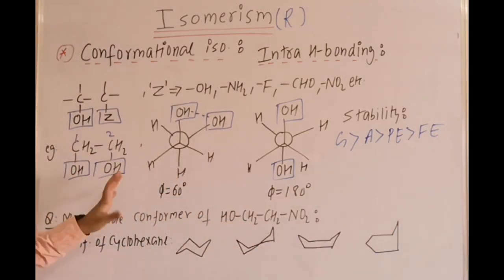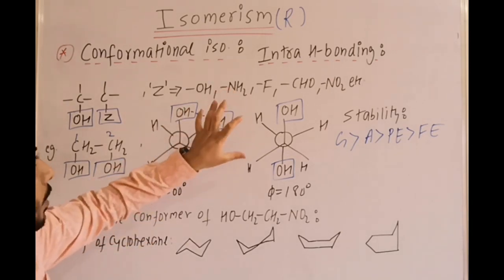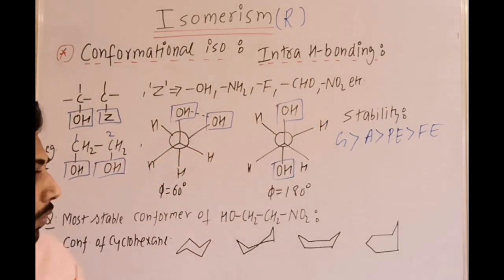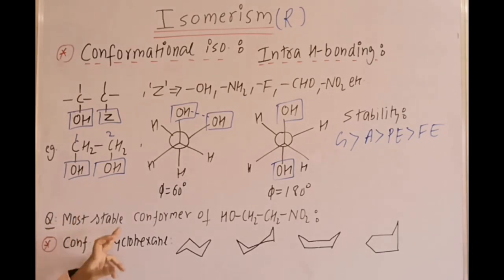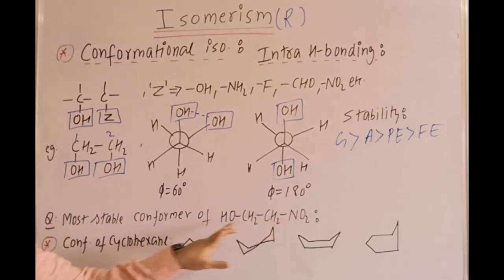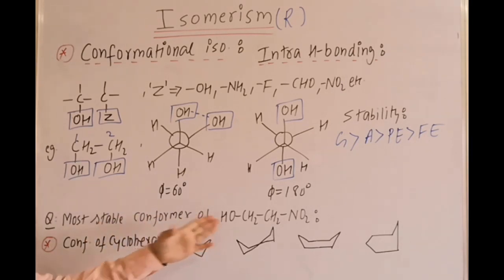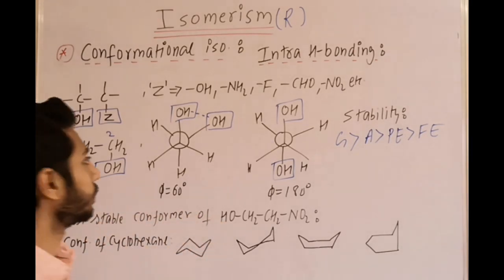Clear? You can take other examples also. You can put there NH2, you can put there fluorine, you can put there CHO. Now next is one question. Write down the most stable conformer of this molecule. Now you can pause this video, write it down in your notebook and then check the answer.